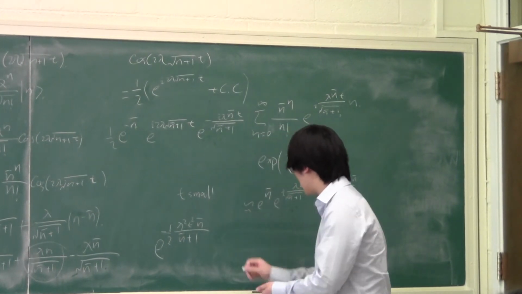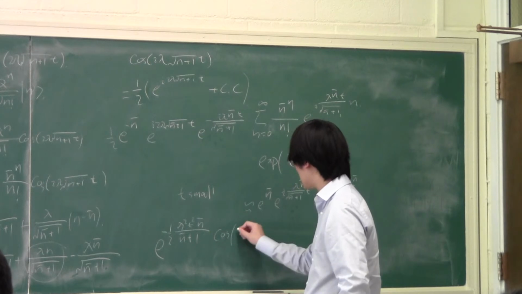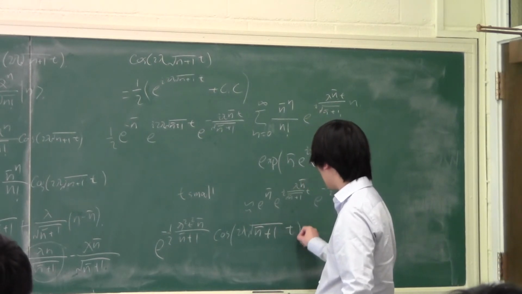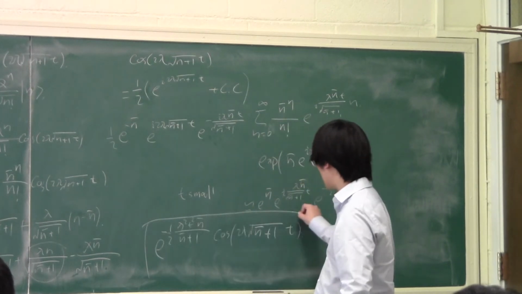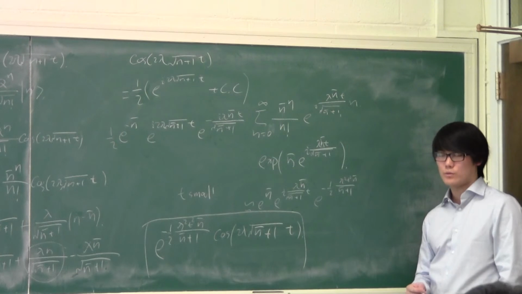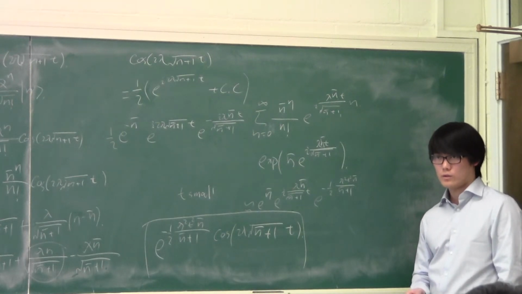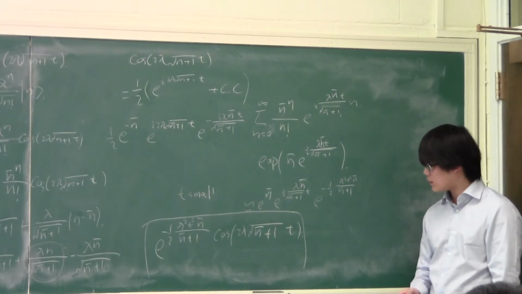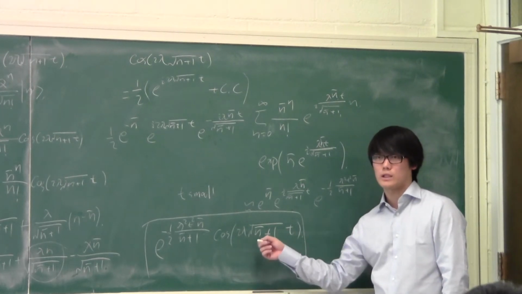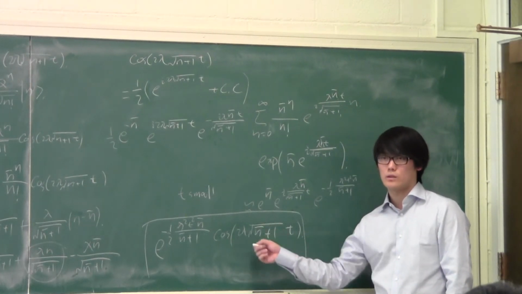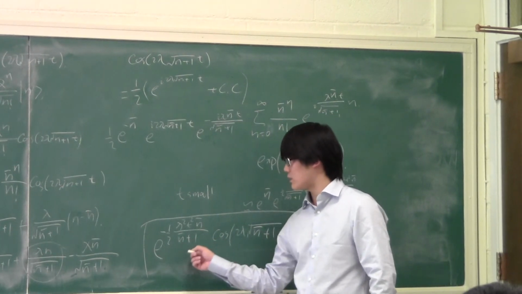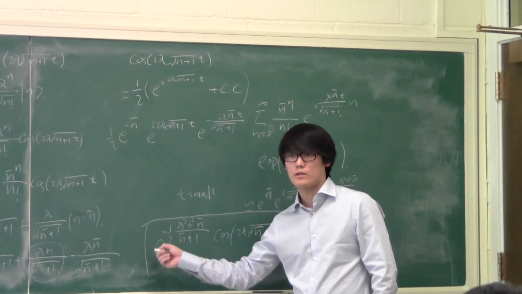Let me just replace it up here. Cosine of 2 lambda square root of n bar plus 1 t. So this is what we get for the rough behavior of the population inversion for small t. You notice that it's going to want to do rapid oscillation at the expected number of photons, at this rapid frequency. But the thing is damped by this exponential factor.